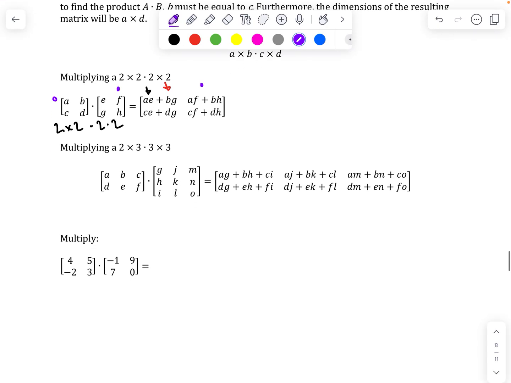So let's go ahead and try this. If I'm looking at this example here, we have a 2 by 2 multiplying by a 2 by 2. So I'm multiplying the rows by columns. We see that this works. And I'm going to write my new term. So the first row, 4 times negative 1 plus 5 times 7.